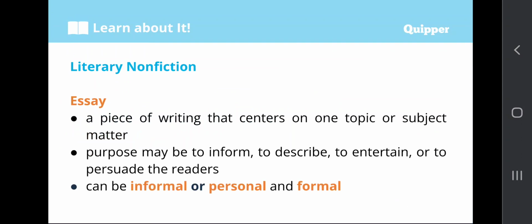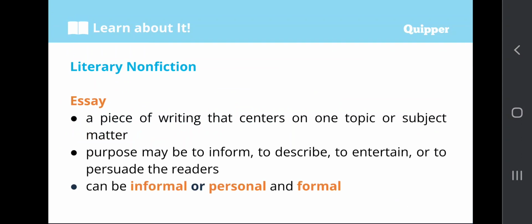Last, essay. Essay is a piece of writing that centers on one topic or subject matter. The purpose may be to inform, to describe, to entertain, or persuade the readers. Take note, class, that the purpose of the essay may not be solely to inform, to describe, to entertain, or to persuade, but could also be mixed, depending on the subject matter at hand. So your essay may be to inform and to describe and to persuade. So pwede na ang tulo ka elements or purpose sa essay.